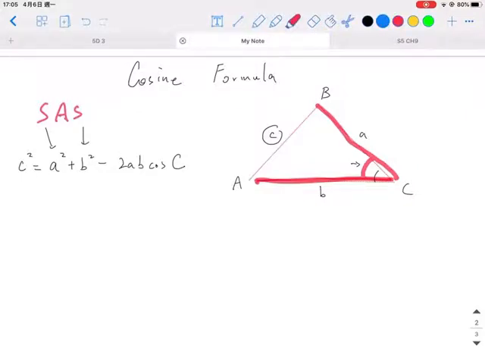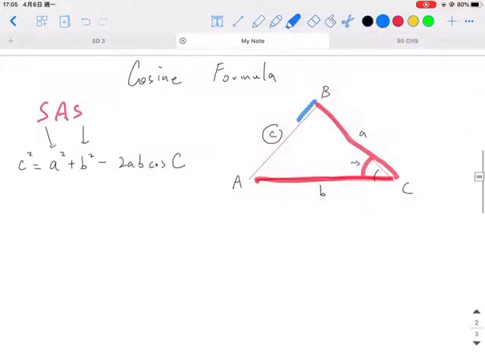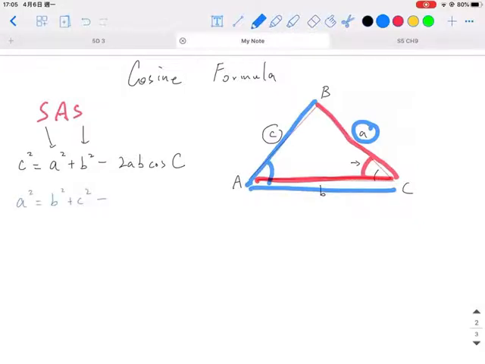That means if the SAS becomes this side, the blue one, the opposite side will become a. So we can write in order: a squared equals b squared plus c squared minus 2bc, and then cosine A this time. Or we can write down, if the SAS is in another format, which is in yellow color, it should be like this one.